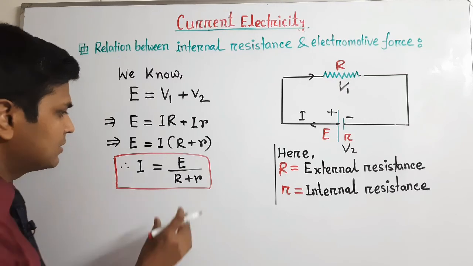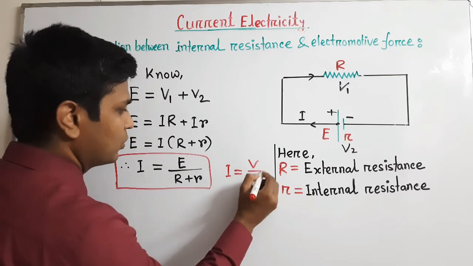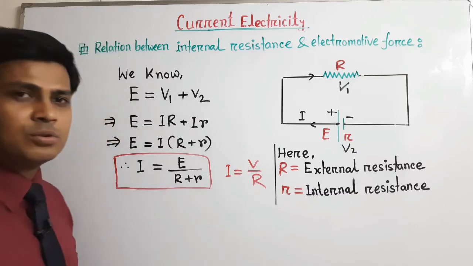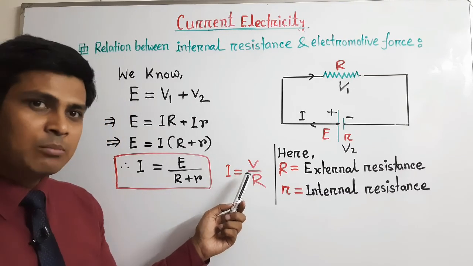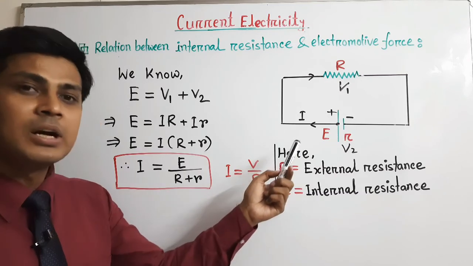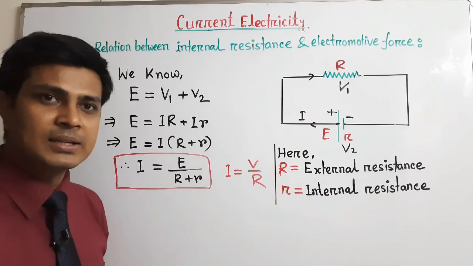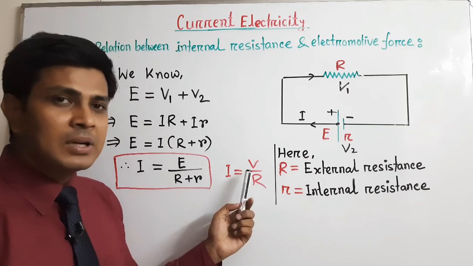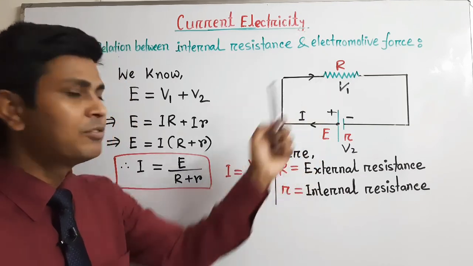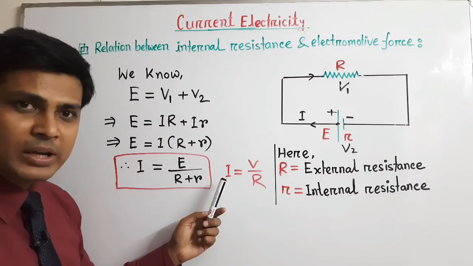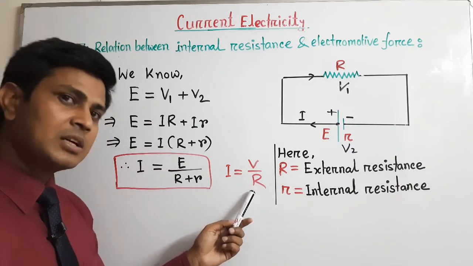But this is the common difference between it and the formula of Ohm's law, which is I equals V by R. Here we consider only potential difference. Potential difference means the amount of work done to bring a unit of positive charge from one point of the circuit to another point of the circuit. And in that time, the work done will happen only for the external resistance. That is why we can write here voltage difference divided by external resistance.